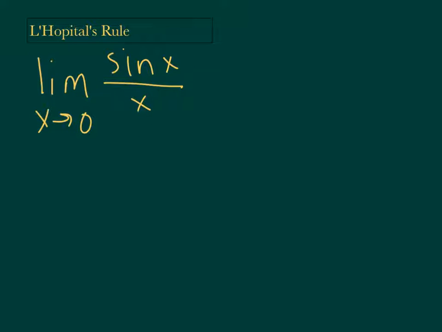We're going to look at something called L'Hopital's rule, and this is the situation we've looked at before. The problem is that if we plugged in x is equal to 0, you know very well that would give us a 0 on the top and a 0 on the bottom.